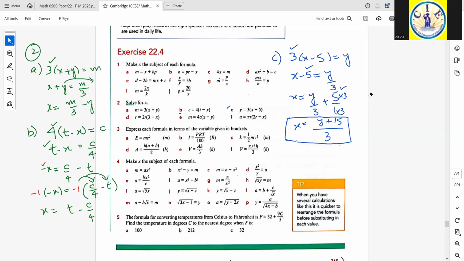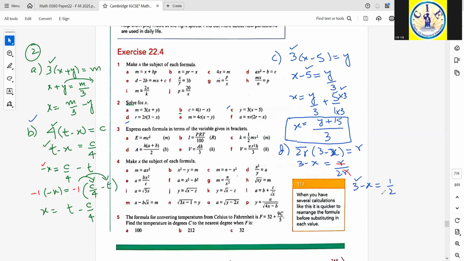Okay, then for part D, again, this would be something like what we did in part B, 2r times 3 minus x is equal to r, and then I'm going to shift this 2r on the right side to have r divided by 2r. Now, what I can do is that r can be cancelled out. So now I'm left with 3 minus x is equal to 1 by 2.